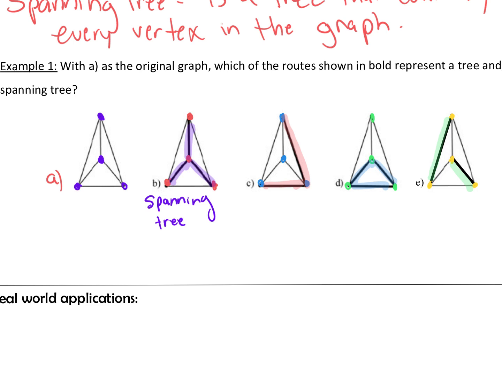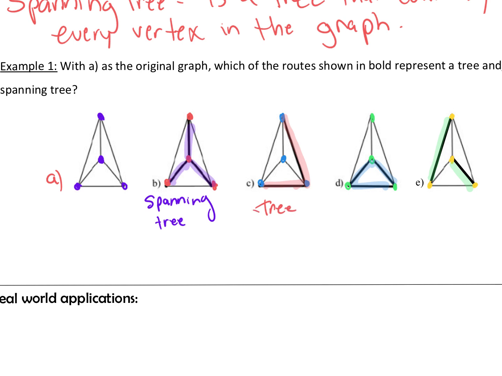The second one, the blue vertices with the red highlights, that is just a tree. It does not contain a circuit, and it doesn't visit or touch or contain all the vertices in that graph. That's just a tree. That's an example of a tree.